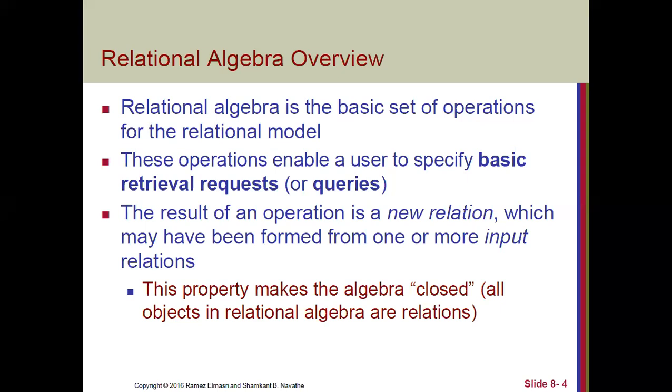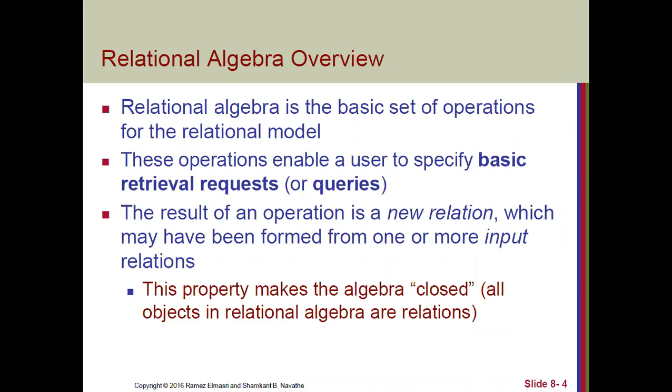So it means that you are interested in specific tuples or records. So how do you get them? Obviously, you have to apply some operations. So we will discuss how those operations are defined. The result of an operation is a new relation.